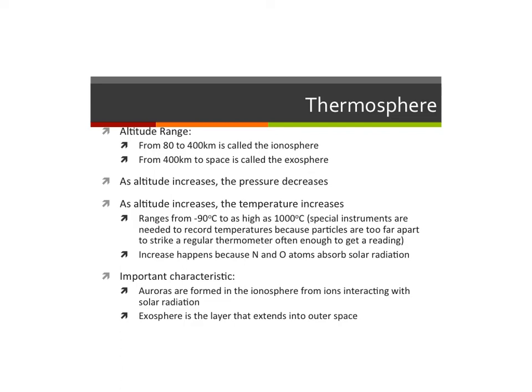The increase actually happens because nitrogen and oxygen atoms absorb solar radiation. And what's interesting is that down in the troposphere, these guys exist in pairs. They exist in twos. So you usually see a nitrogen atom with another nitrogen atom hooked together. The same way with oxygen. The kind of oxygen we breathe, like I said earlier, is O2. But up there in the thermosphere, they've been ripped away from each other and created ions. So in the important characteristic column, auroras are formed in the ionosphere from these ions interacting with the solar radiation.